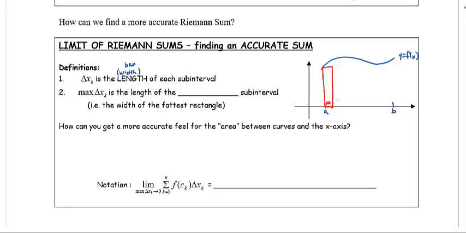Maybe the next one is wider. This distance from here to there is delta x sub 2. Does that make sense? And then I'll draw one more. Maybe this is delta x sub 3, and so on. Okay? I mean, there's a whole bunch more. Dot, dot, dot, dot, dot.